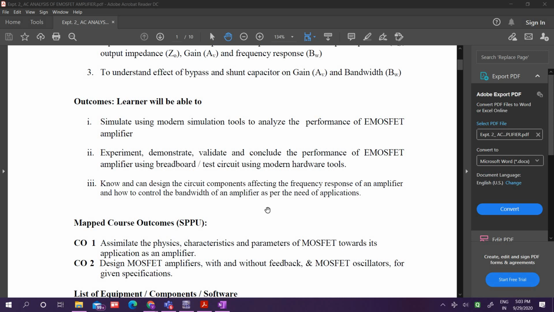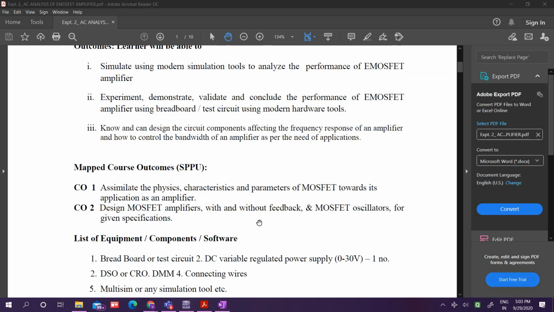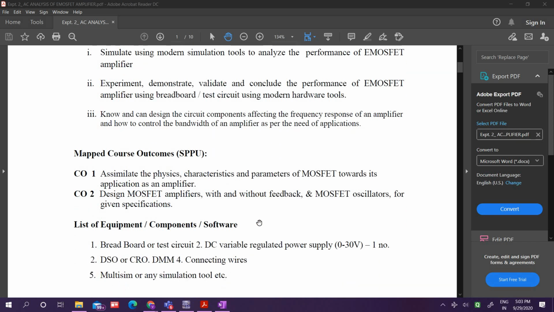Again we have to do some calculation in a practical manner and in a theoretical manner, and cross check our results of the theoretical and practical approaches. So these are the two COs which are mapped with this practical: CO1 and CO2.